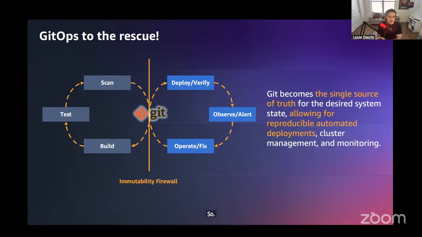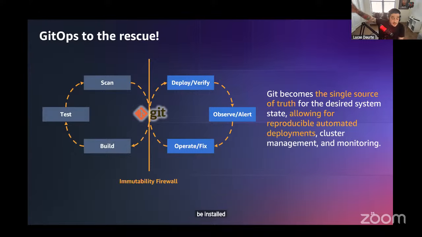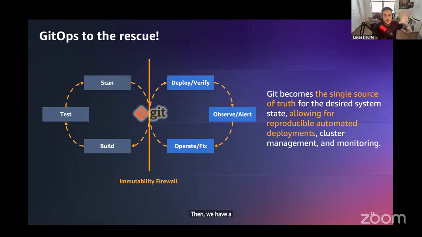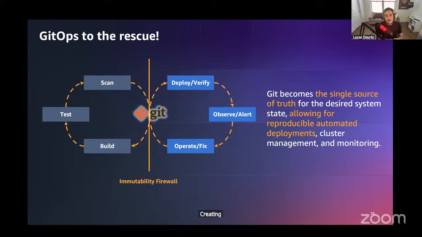So GitOps is a way that your Git repository will become your single source of truth. So essentially, whatever you have declared in your Git repository is what's going to be installed in your cluster. And then if you delete something in your cluster, we have a mechanism that will say, hey, I think there's a difference in configuration here. So let me reconcile that back, creating what we call an immutability firewall.